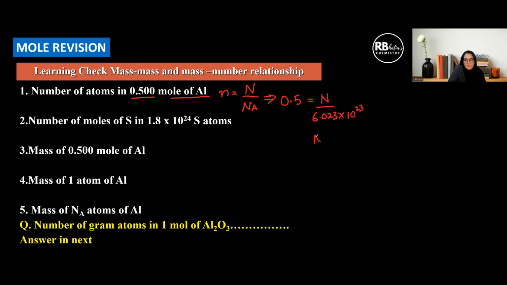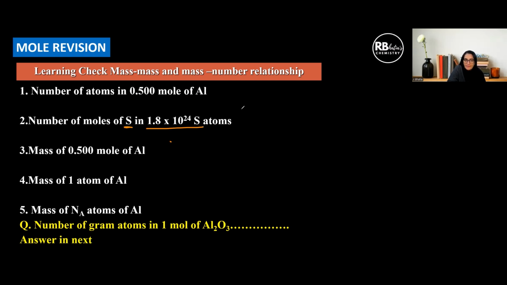N is going to be equal to 0.5 into 6.02 into 10 to the power 23, which is approximately 3.01 into 10 to the power 23 atoms. So the answer for this part is 3.01 into 10 to the power 23. The next question is the number of moles of sulfur in these many sulfur atoms.